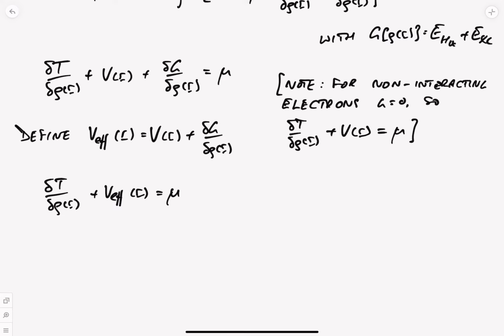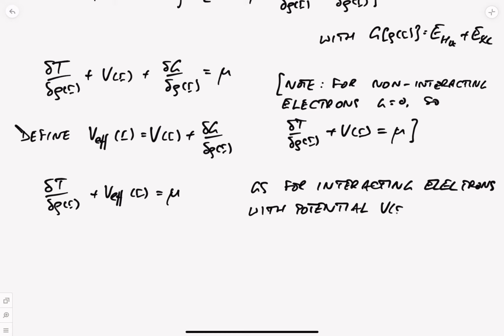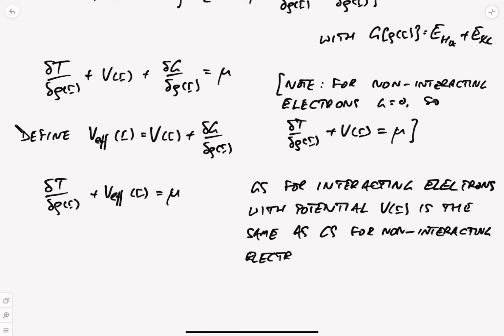Now, this means that the ground state for interacting electrons with a potential V of r is the same as the ground state for non-interacting electrons with the potential V effective.